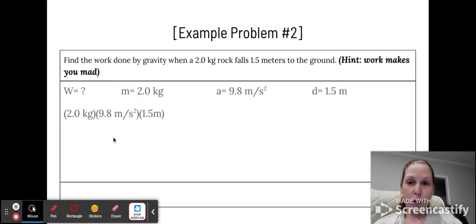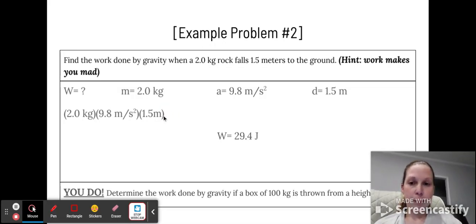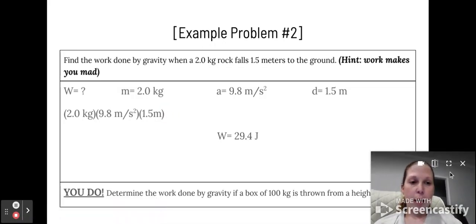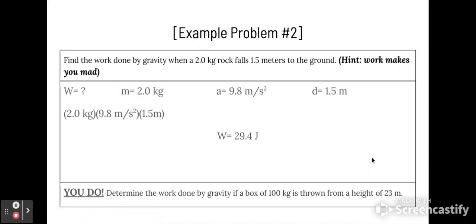We're going to multiply all three of those together, and we end up with kilogram times meter squared per second squared. Remember, kilogram times meter per second squared is a Newton, so this is a Newton times meter. That's going to give you a joule again. So it comes out to 29.4 joules. Go ahead and pause the video and try this example.